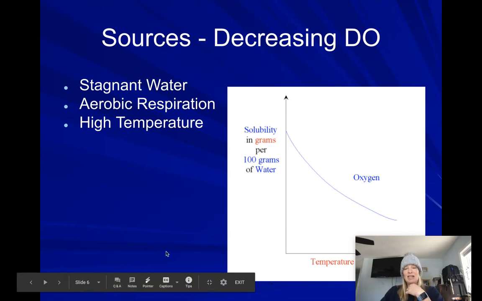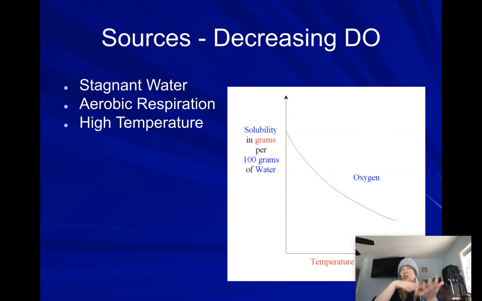Decreasing it: stagnant water. Stagnant, that word means still, so water that just sits there. If you've seen a lake and the water's just sitting there and there's no wind and there's no waves, again, the dissolved oxygen levels are going to get lower or just kind of stay there. They're not going to be mixing with the air to get oxygen in there. Aerobic respiration, the opposite of photosynthesis, is going to take in oxygen. So aerobic bacteria in the water will use up dissolved oxygen. We will see that later.